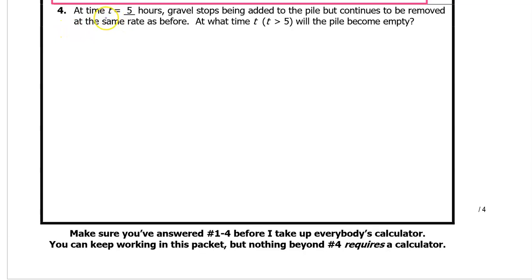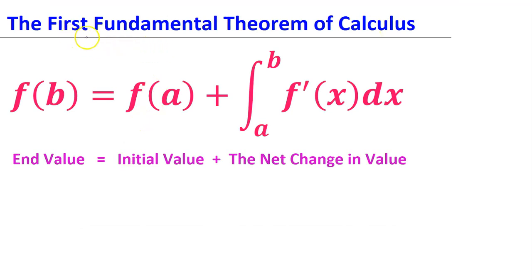Number 4. At time t equals 5 hours, gravel stops being added to the pile, but continues to be removed at the same rate as before. At what time t greater than 5 will the pile become empty? We are about to use the first fundamental theorem of calculus. However, we already said that the integral of a rate gives you the change in the amount. Once you have memorized that, this theorem is really just common sense. The end amount is going to equal some initial amount plus the change in amount, of course.